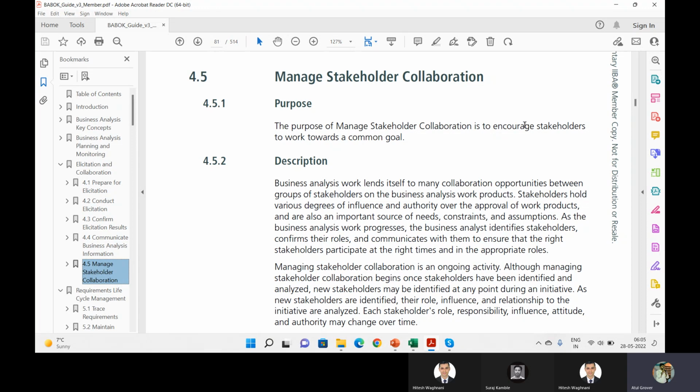And the only thing is to encourage that. Remember, how to encourage: if you know your stakeholders, if you see how many stakeholders are available or who the stakeholder types are for me, which I showed you in that particular image, then it is easy for you to do that part. Because stakeholders hold various degrees of influence and authority over the approval of work products.